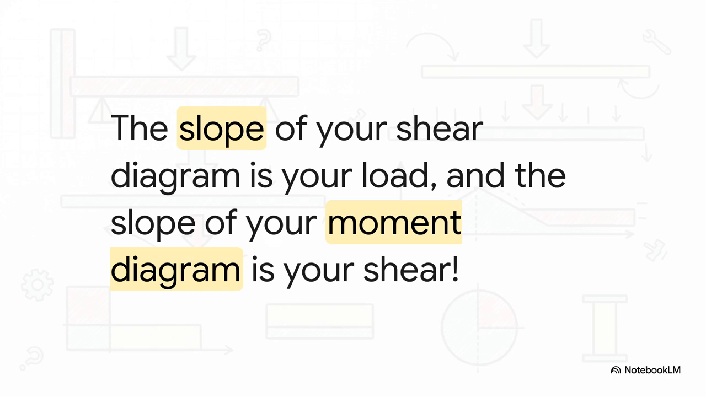First, the derivative of the shearing force, F, with respect to distance z, equals the negative intensity of the load, W. Second, the derivative of the bending moment, M, with respect to distance z, equals the shearing force, F. Meaning, the slope of your shear diagram is your load, and the slope of your moment diagram is your shear. It is a beautiful, cascading relationship.